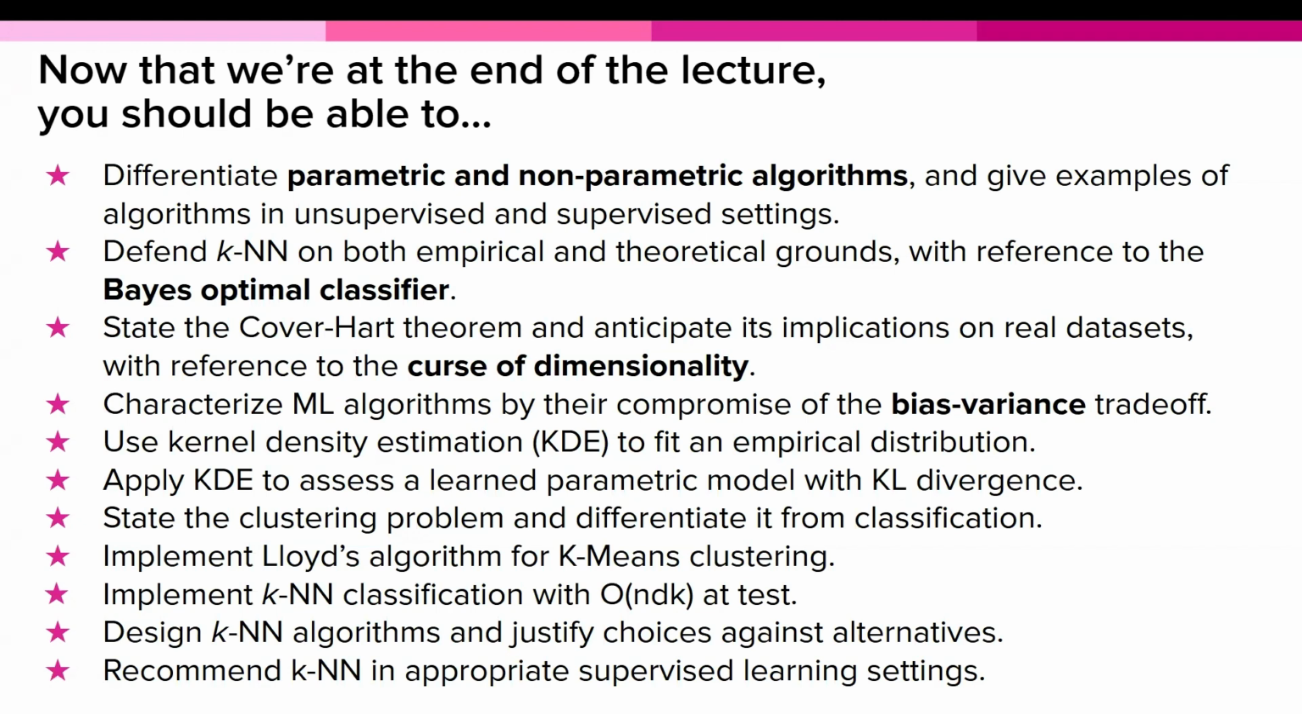We saw that parametric models have a fixed number of parameters, such as linear regression, whereas for non-parametric models, it depends on the data. You should be able to give examples of these types of models in both unsupervised and supervised learning settings, and really differentiate between parametric and non-parametric methods.